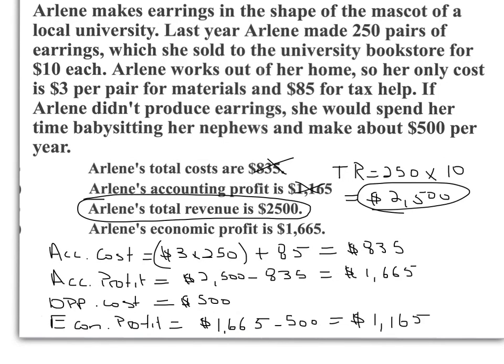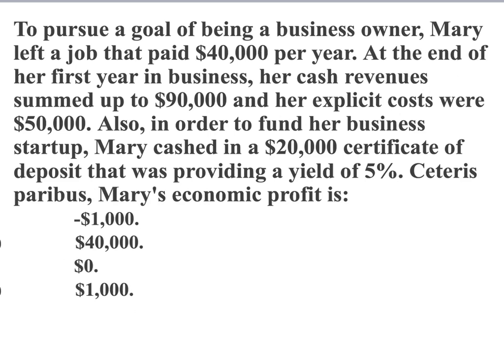Just for the sake of it, let's read the last one. Arlene's economic profit is $1,665. Well, we know that's also not true because that is the accounting profit. So the answer to this question is Arlene's total revenue is $2,500. That is the only correct choice of the ones we have. Let's look at the other problem and see if we can do it.